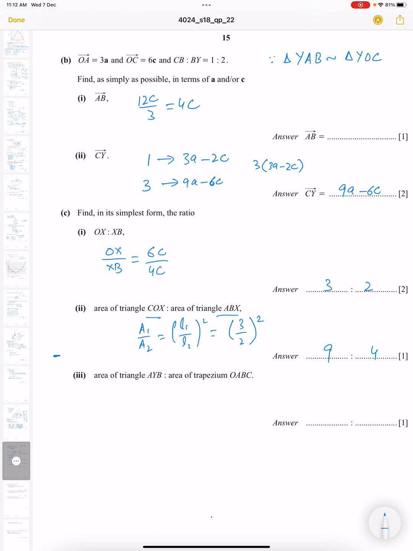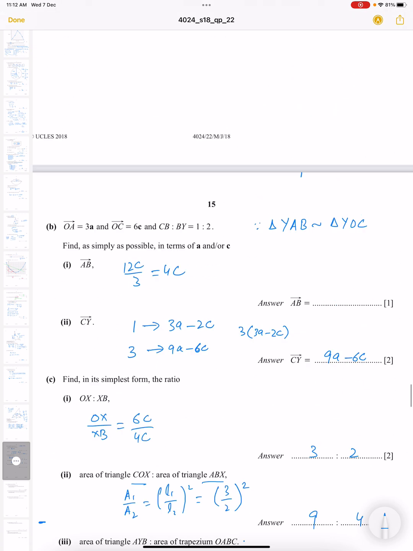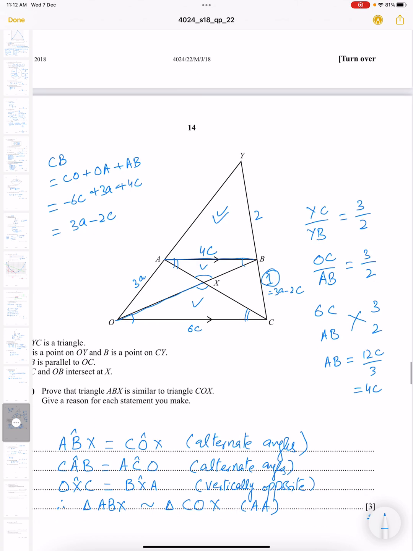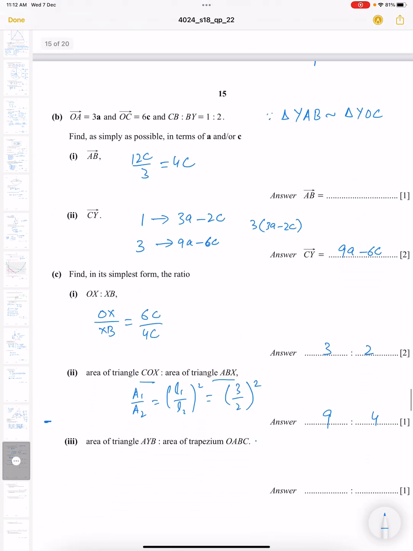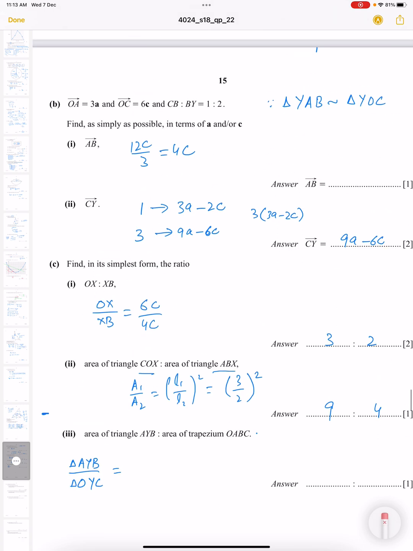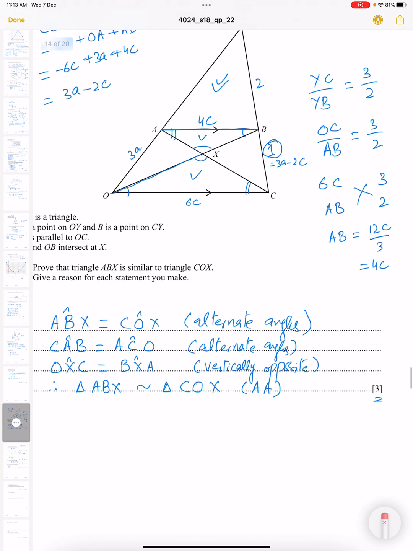Third part, the area of triangle AYB to the area of trapezium OABC. AYB is this triangle and the trapezium is the lower one. So we will find out OYC, AYB and OYC. From OYC we will subtract the area of AYB. So from similarity, since the ratio is 1:3, triangle AYB over triangle OYC is basically 2:3.